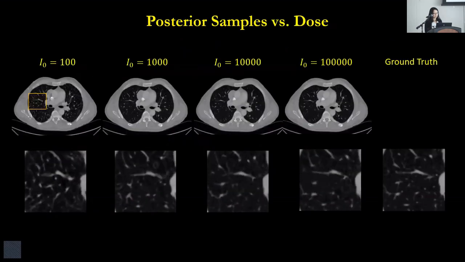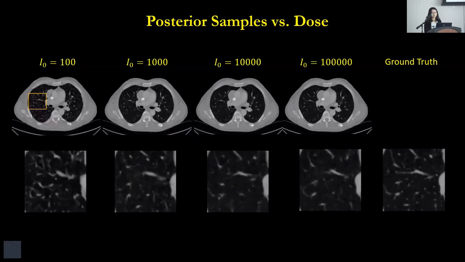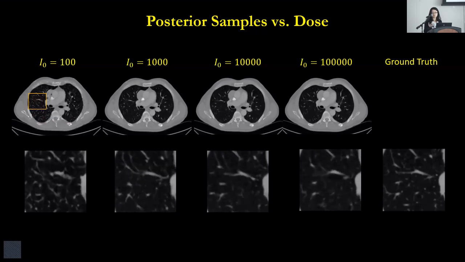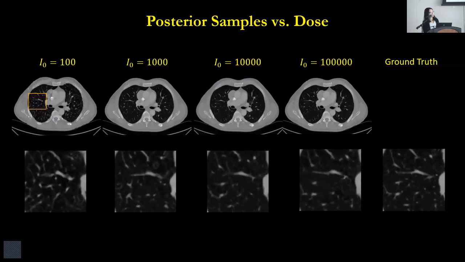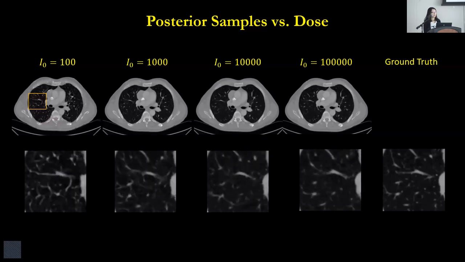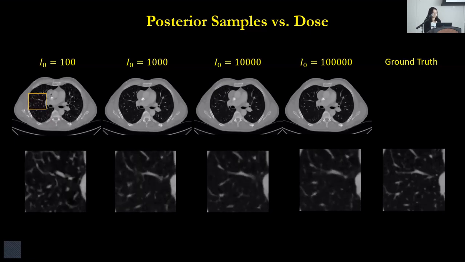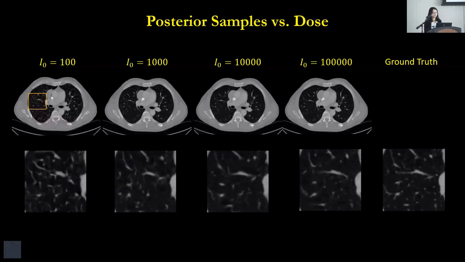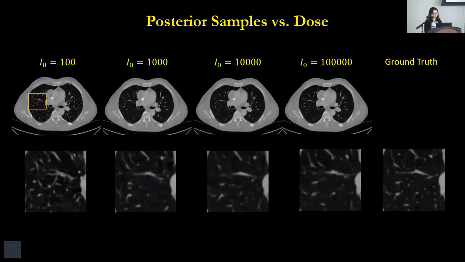Just to give you an idea of what posterior samples may look like, on the slides I'm showing different samples of DPS reconstruction of a thoracic CT slice at different dose levels. A couple of observations jump out. First of all, as the dose decreases from right to left, the image becomes more generative and there's more variability. And this makes sense, right? Because when the dose is low, the relative weight of the log likelihood is lower compared to the generative prior. So we're more reliant on the generative prior image.